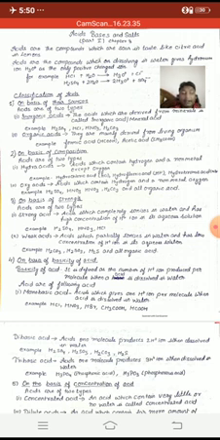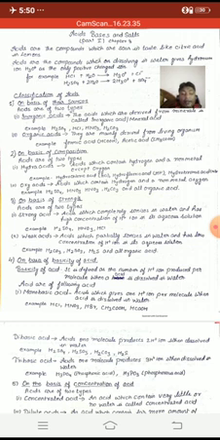Second is weak acid. Weak acids are those acids which show partial release of hydrogen ion and have low concentration of H+ ion in its aqueous solution. For example, carbonic acid, sulfurous acid, hydrogen sulfide and all organic acids.